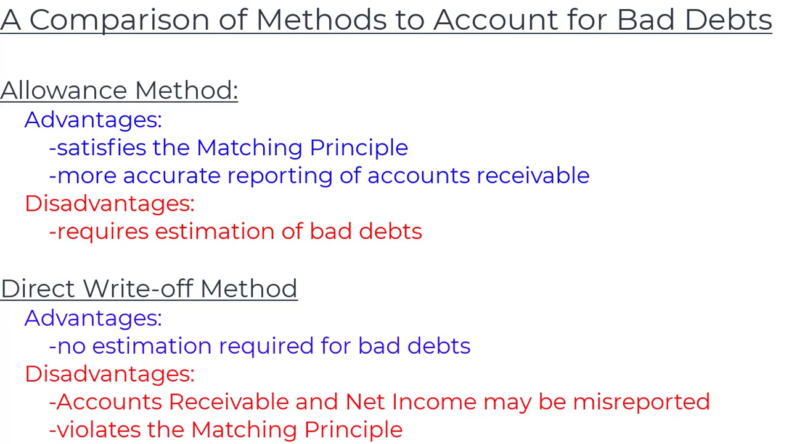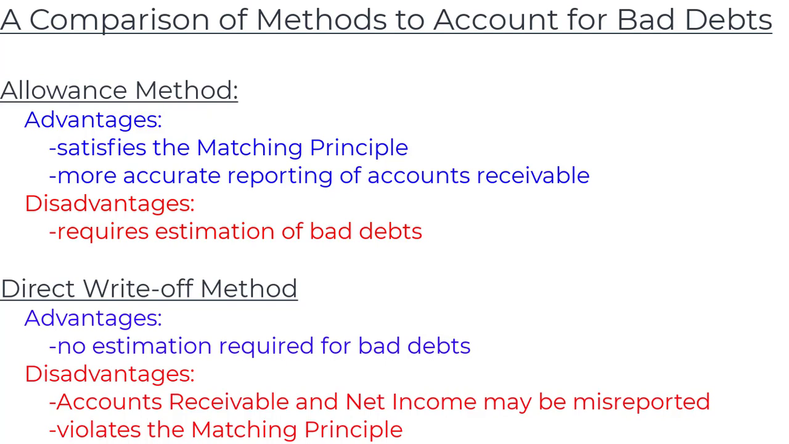Bad debts should be reported in the period of the sale, but under the direct write-off method, we wait until the account is determined to be uncollectible, which can be several periods in the future. Since we are delaying an expense, income will be slightly overstated in the earlier period and slightly understated in the later period when the bad debt is written off. Again, this only applies to a period in which a sale is made that will ultimately be written off in a future period.